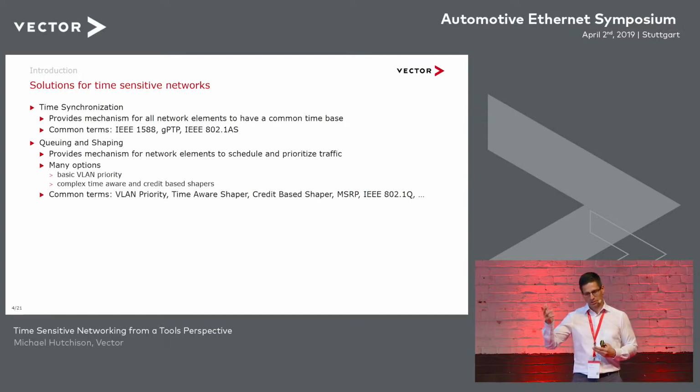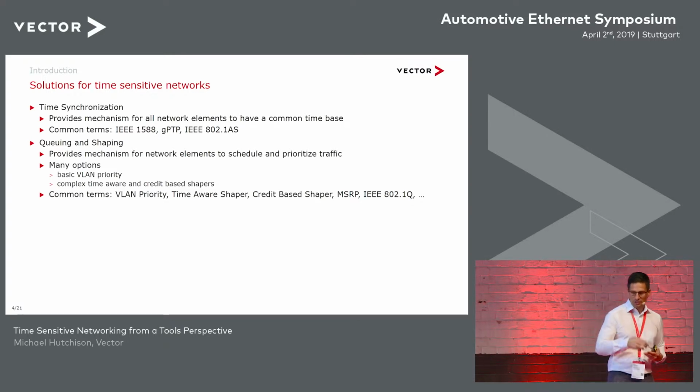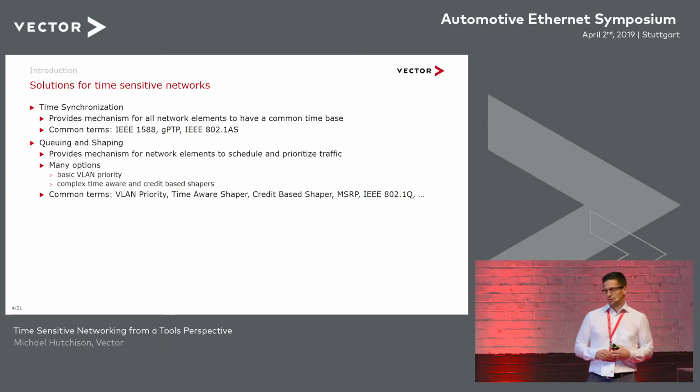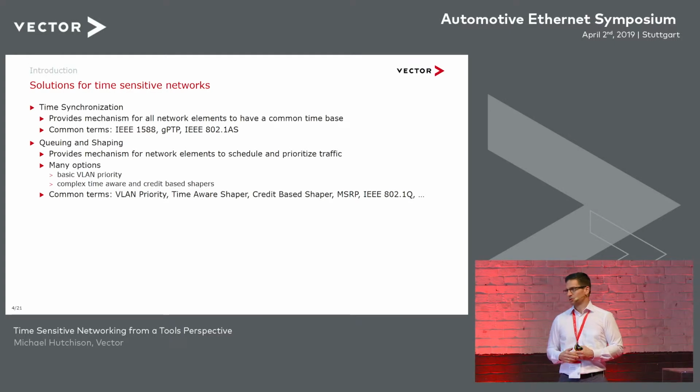So common terms you might hear if somebody's talking about queuing and shaping could be VLAN priority, time-aware shaping, credit-based shaping, MSRP, which is a reservation protocol, or you may hear terms such as 802.1Q, Qbv, Qav, etc. And these are the different shapers that have been defined.